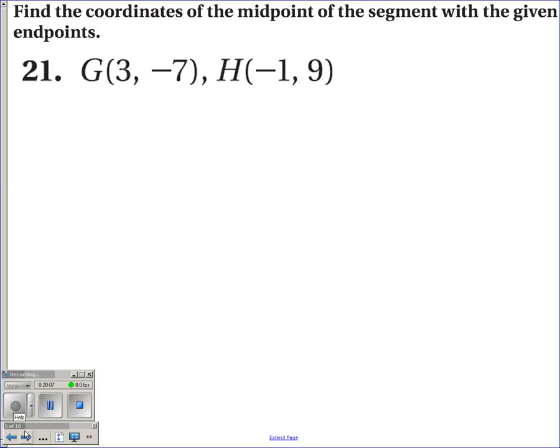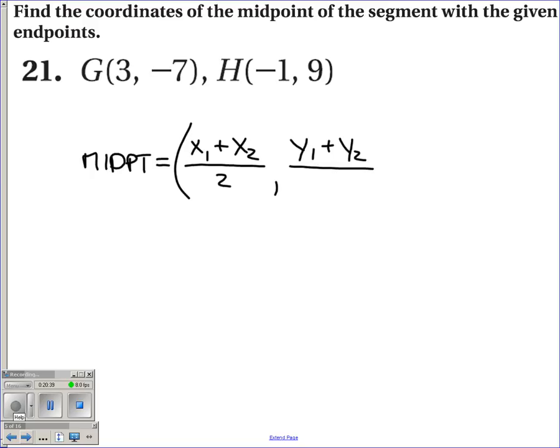It says find the coordinates of the midpoint of the segment with the given endpoints. All right. Well, if you have both of the endpoints, the way that I like to do it is to go ahead and use the midpoint formula. The midpoint formula is the average of the x coordinates. That's x1 plus x2 divided by 2. And then also for the y coordinates, you take their average, adding them together and dividing by 2.